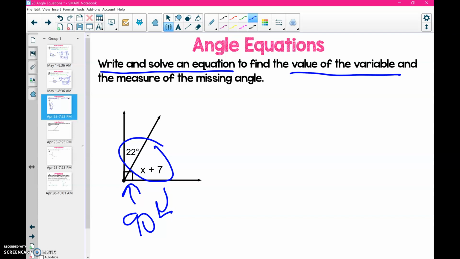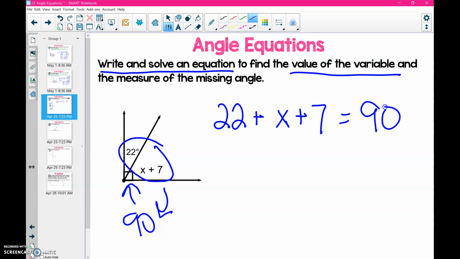And so I want to set up my equation as 22 plus x plus 7 equals 90. Okay, so then I need to get that variable by itself. Well, if you would like to, you could combine a few things here. Okay, so you could put 22 and 7 together to get 29 plus x, right? Because we're just adding it all together. Just don't forget to bring that equals 90 with you.